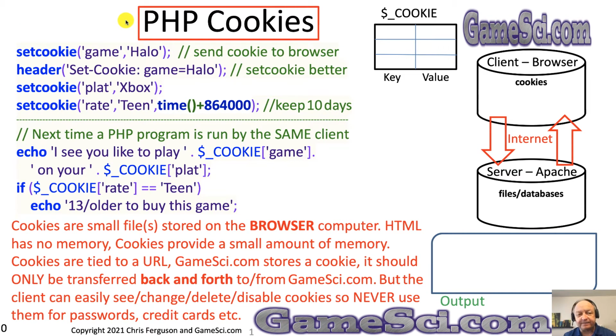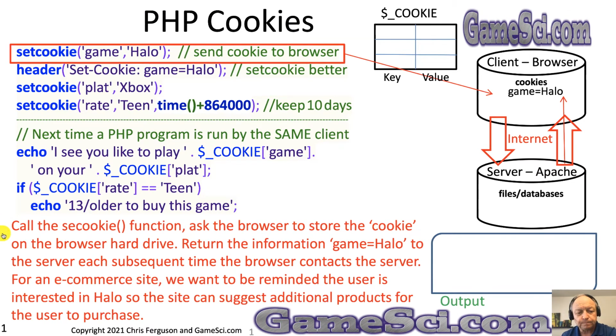PHP cookies. Cookies are small files stored on the browser computer. HTML or web pages have no memory. Cookies provide a small amount of memory. Cookies are tied to the URL. GameSci.com sends a cookie. It should only be transferred back and forth to and from GameSci.com. But the client can easily see, change, delete, or disable cookies, so never, ever use them for passwords, credit cards, or any other important secure data.